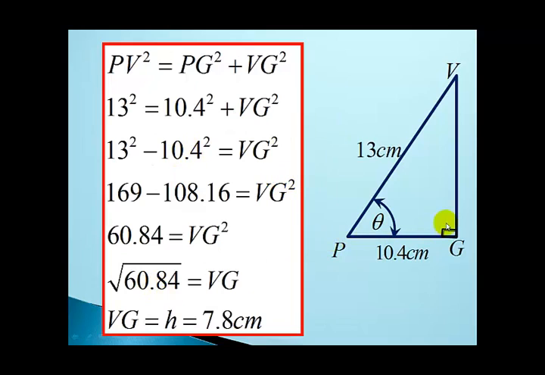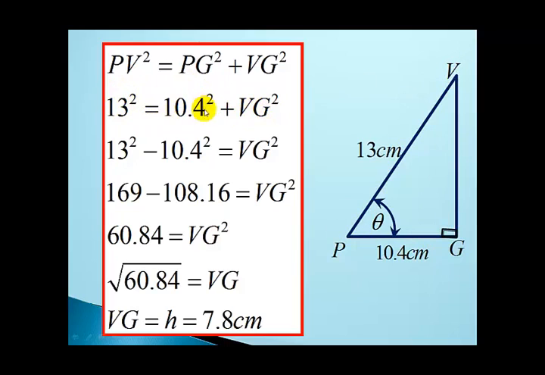Now, how do we find the height of the pyramid? We consider triangle VPG. VP is the slant edge, 13, given in the question. The distance from P to G has also been given. And we are calculating the height. And this is a right angle triangle with a 90 degrees angle at G. That means that we can use the Pythagoras theorem, which says that 13 squared equals 10.4 squared plus VG squared.